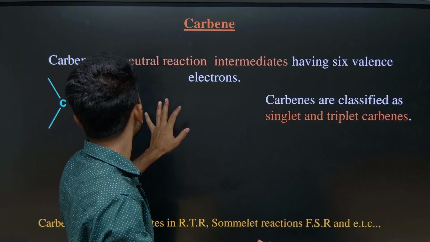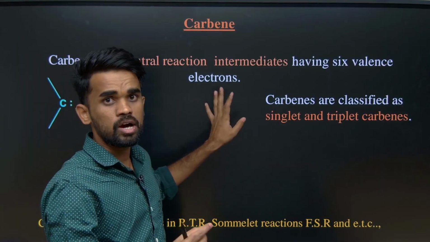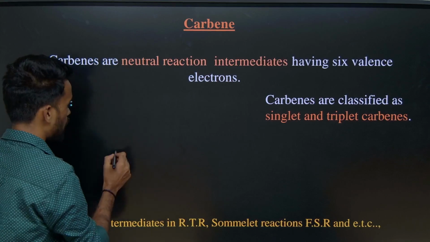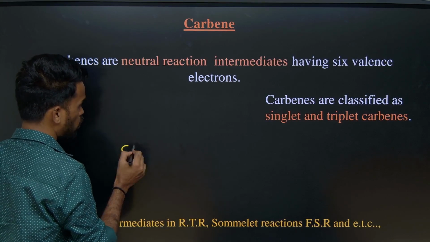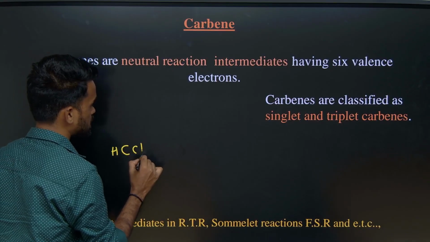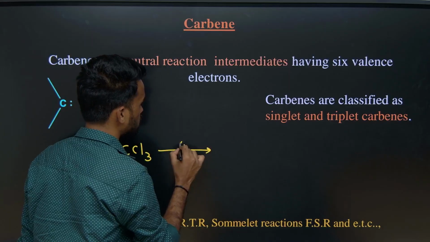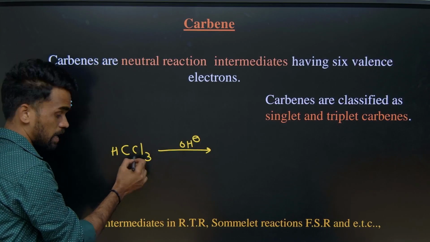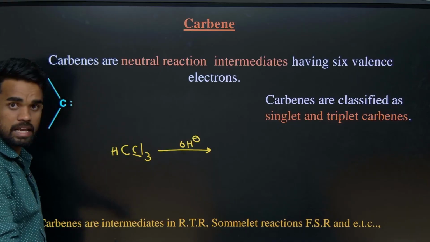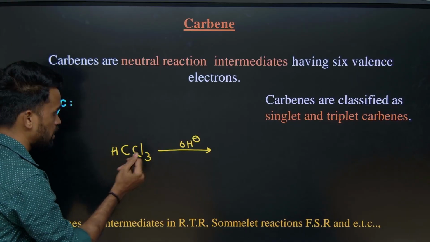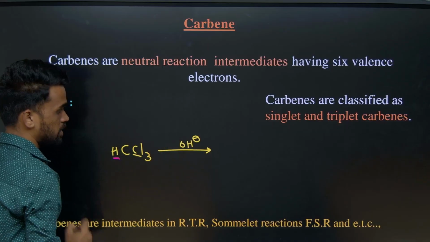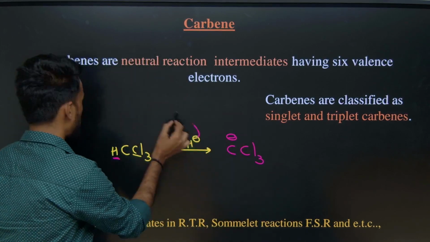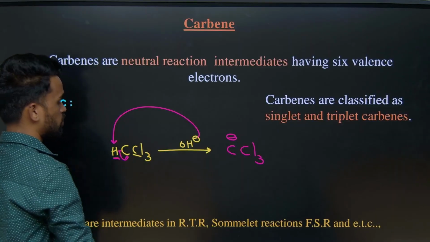Now, continuing, we are going to discuss carbenes. Carbenes and nitrenes are also reactive intermediates. How are these formed? Let us say we have chloroform. The formula of chloroform is CHCl3. Upon treating this with a base, OH minus, the base abstracts the proton, because the 3 highly electronegative chlorine atoms are attached to the carbon, and we get CCl3 minus, with the negative charge on the carbon.